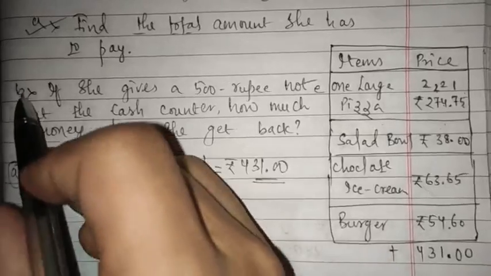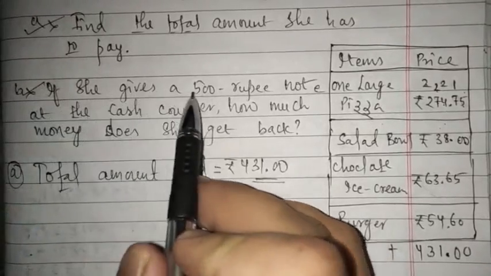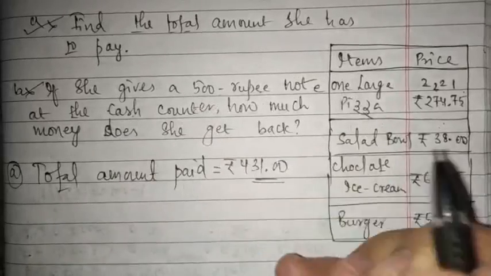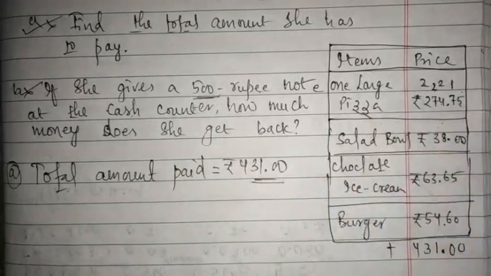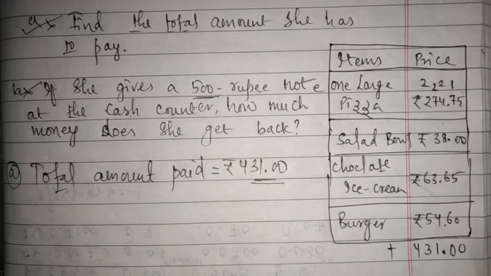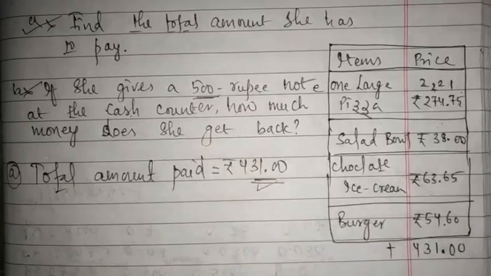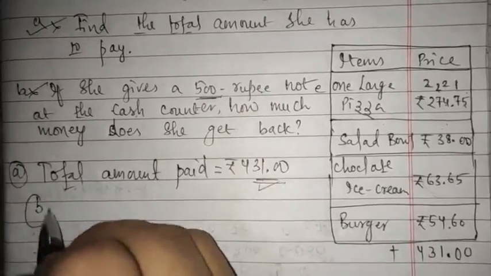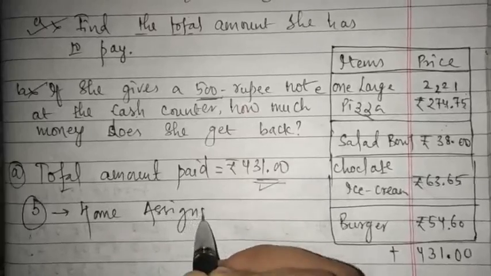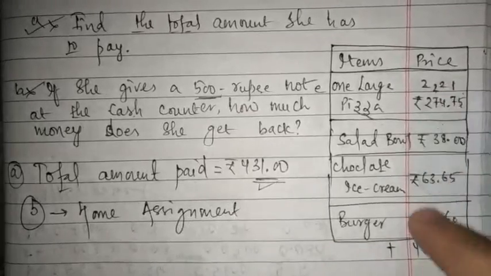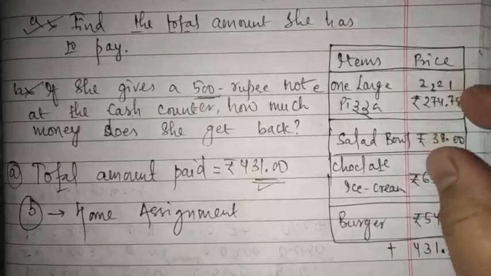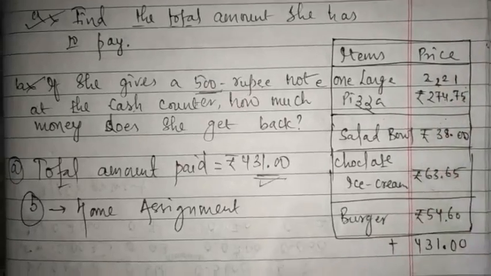Now the part B question is, if she gives a rupees 500 note at the cash counter, how much money will be returned to them? That will be a home assignment. Easy one, no? We have done this one. Only the thing is, addition should be done very properly, one by one. If you are having a problem in doing this together, you may do it like this also.